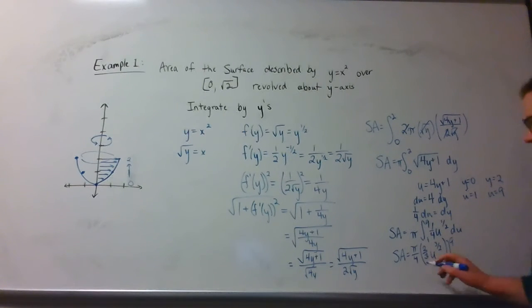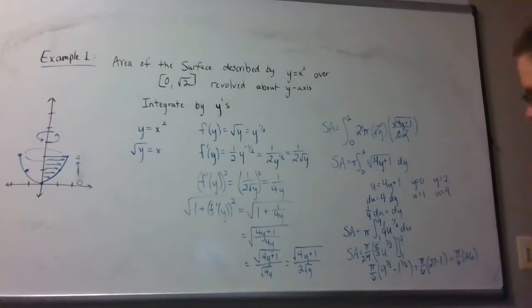So now that I've got that taken care of, I can go ahead and simplify a little bit. That's going to be turning into a 2, so I'm going to end up having pi over 6 of u to the 3/2, which is 9 to the 3/2 minus 1 to the 3/2. Remember, 1 to the 3/2 is just going to be 1. 9 to the 3/2 is going to be 27, so I'm having pi over 6 times 27 minus 1, which is going to give me pi over 6 times 26. And remember before when I simplified 6 and 26, I end up with 13 pi over 3. Wow, look at that magic.